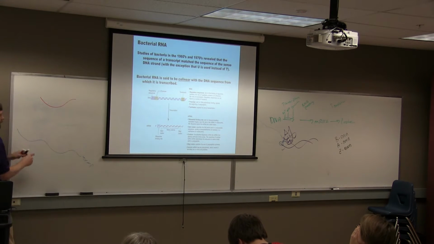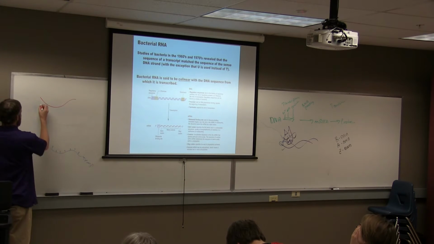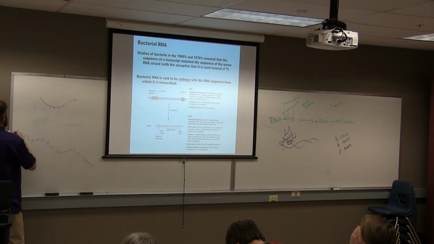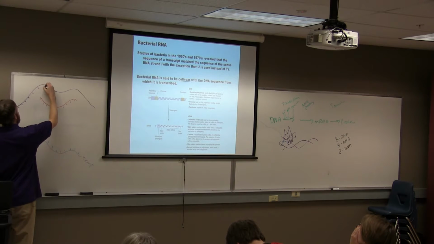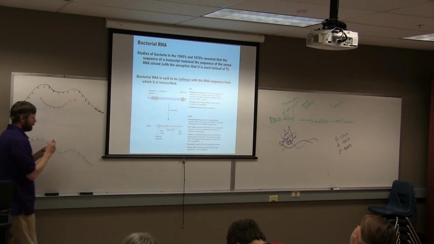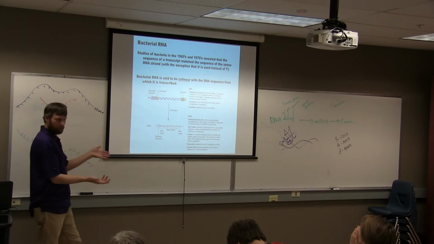That's the template. That's the thing that was copied. And now it has a whole bunch of nucleotides that are looking for partners. And here's the sense strand. And it's also looking for partners, to hybridize to complementary bases. So they have all this stuff in the tube.